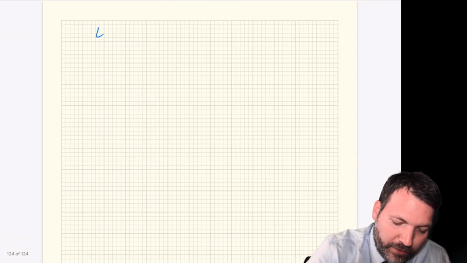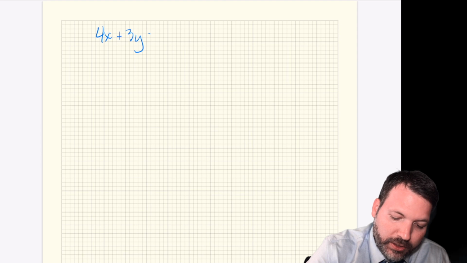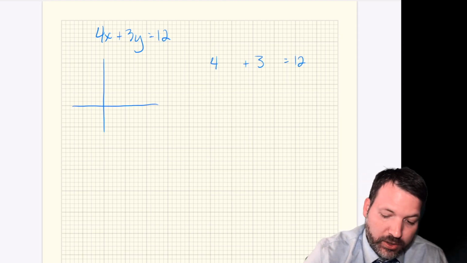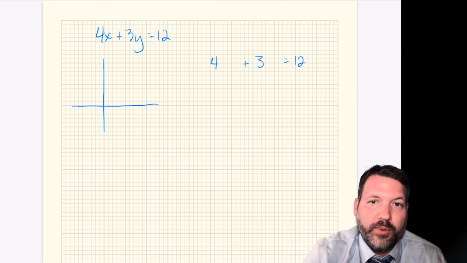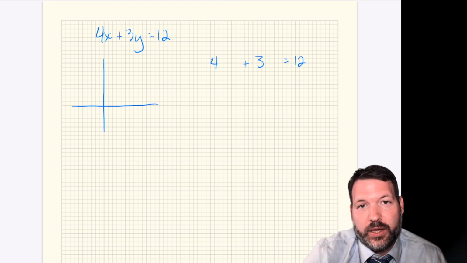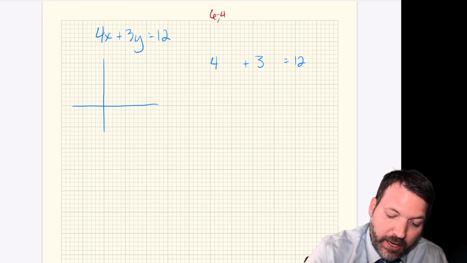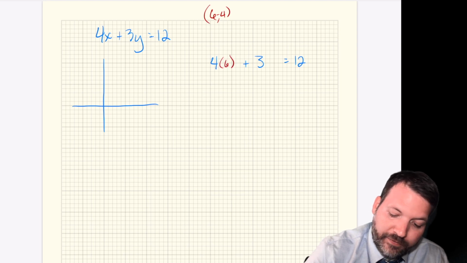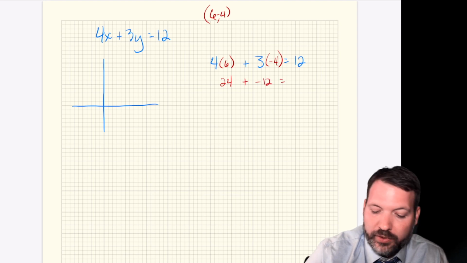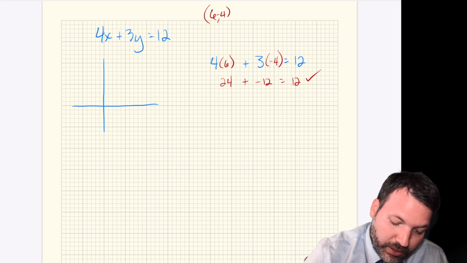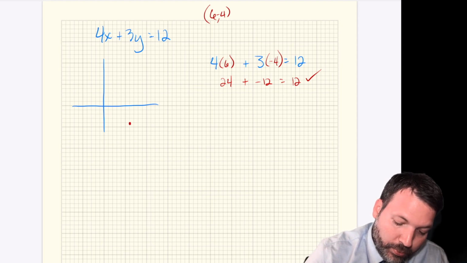So let's consider that first equation, 4x plus 3y equals 12. What would we do if we wanted to graph 4x plus 3y equals 12? Well, we would need to come up with some ordered pairs that satisfy the equation, that when we plug them in, actually make it true. So one such ordered pair is 6, -4, because 4 times 6 is 24, 3 times -4 is -12, and 24 plus -12 really is positive 12. So 6, -4 is one point that goes on this line.